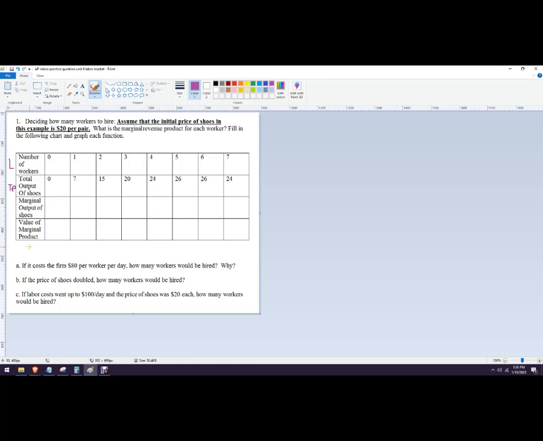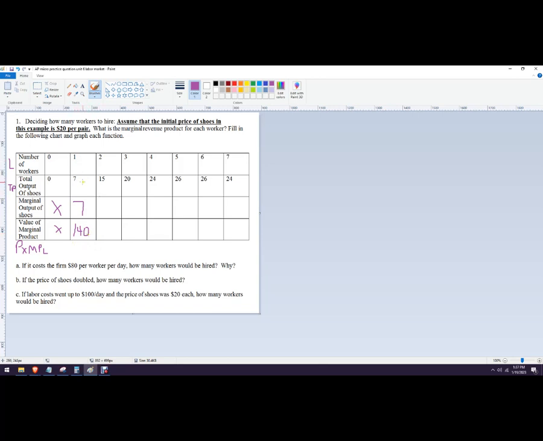And then the value of the marginal product, that is the price times the marginal product of labor, or this problem calls it the marginal output of shoes. So we don't have anything there and there because there's nothing to compare it to. So we compare the first worker: the change in output is 7 because we went from 0 to 7. The value of the marginal product would be 7 times the price of shoes, which is 20, so 140. That's the value of what that first worker is worth to the company.